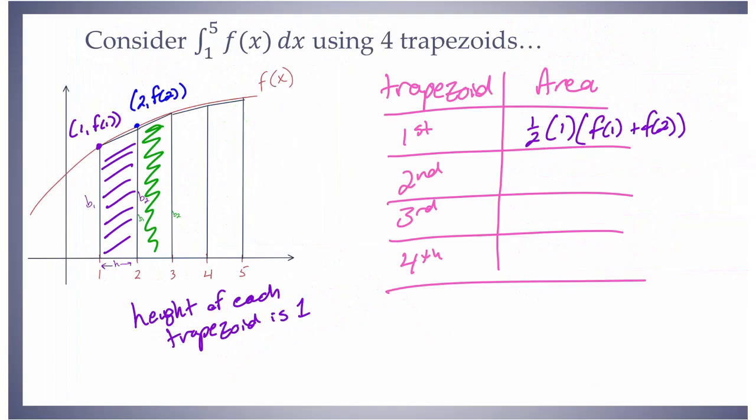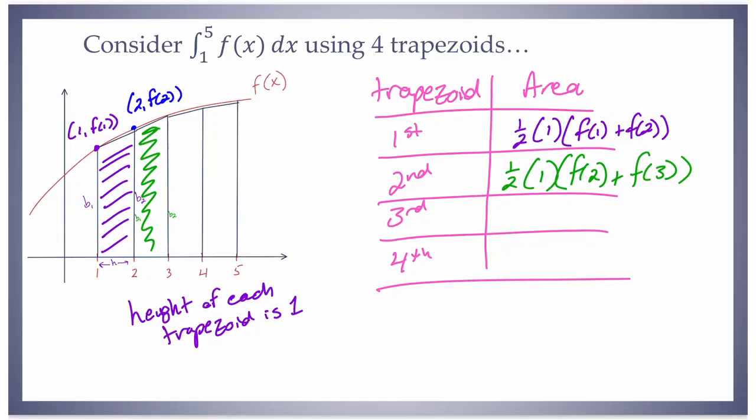So this would be 1/2 times the height, just using the formula for area of a trapezoid, times the sum of the bases. So base 1, b sub 1, that's going to be equal to f of 2. And then base 2, that vertical distance, is going to be equal to f of 3, because that point is at 3 comma f of 3. So f of 3.